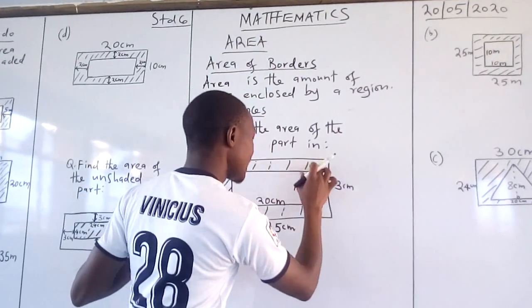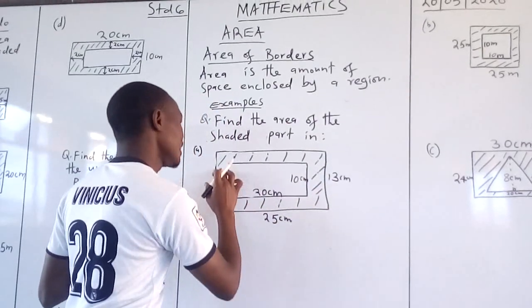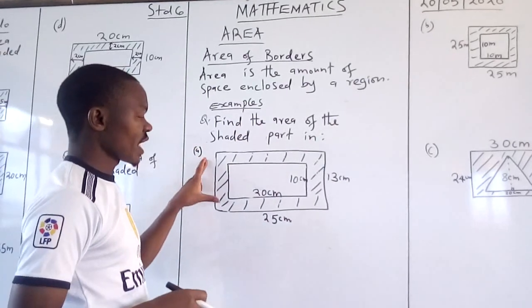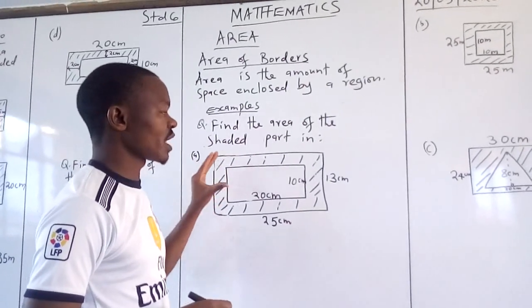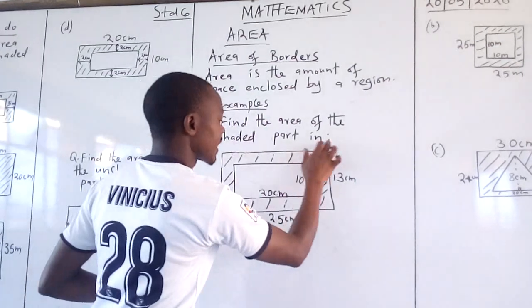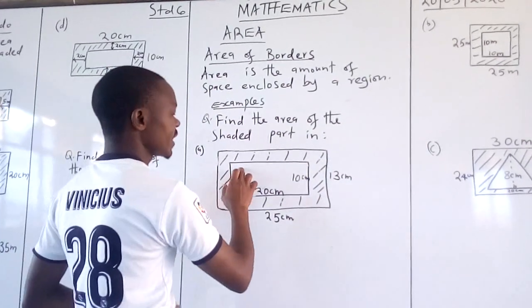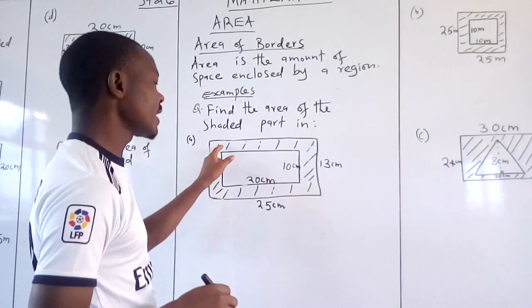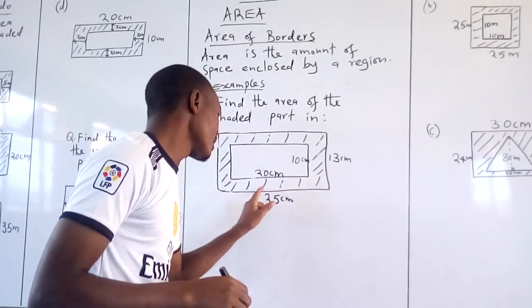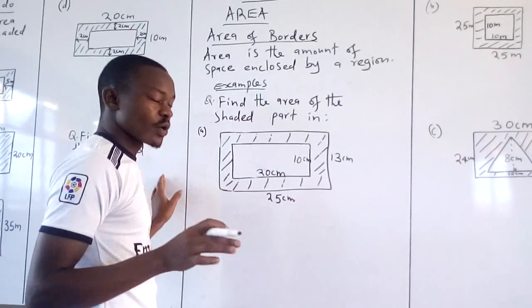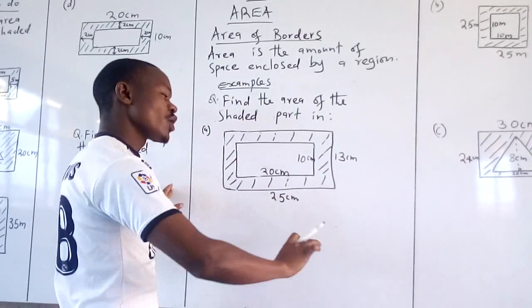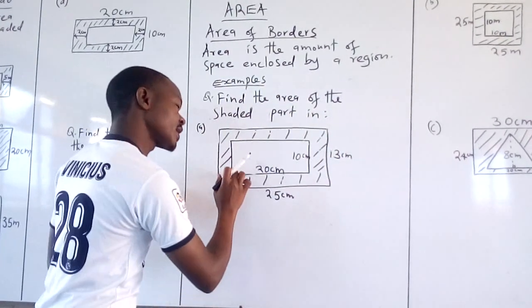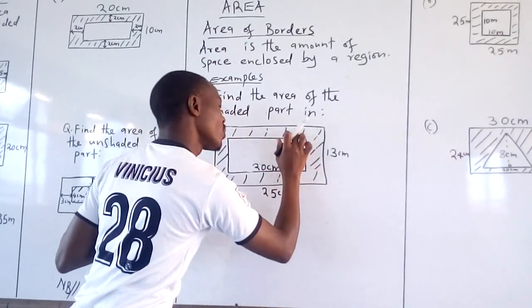Now, you've been told to find the area of the shaded part in the figure below. In this figure, we have two rectangles. We have the bigger rectangle that is outside, and then we have the inner rectangle, the smaller one. So for us to be able to calculate the area of the shaded part here, our work is very simple. We are simply required to calculate the area of the bigger rectangle. Then you subtract the area of the smaller rectangle.